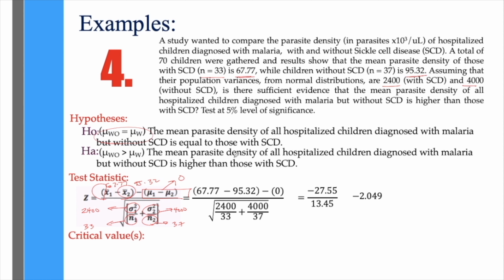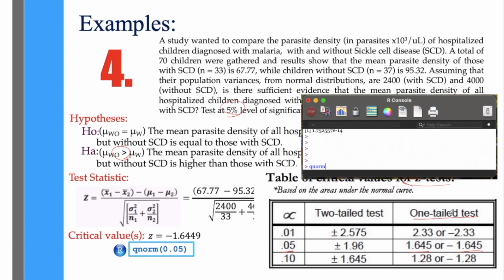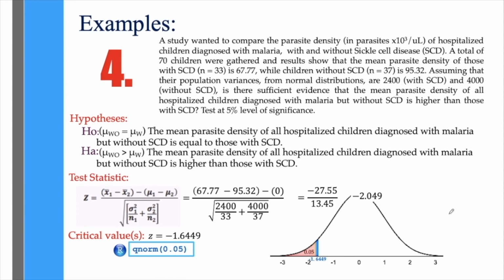2.049. Next, for the critical value, we simply have to make use of the critical values for the z-test. Since this is a one-tailed test at alpha 0.05, we just have to choose whether 1.645 or negative 1.645. Since the computed value is negative, we have to make use of negative 1.645. Or in R, we may make use of qnorm and then 0.05. This indicates that the blue line is negative 1.6449 and the area to the extreme is 0.05.